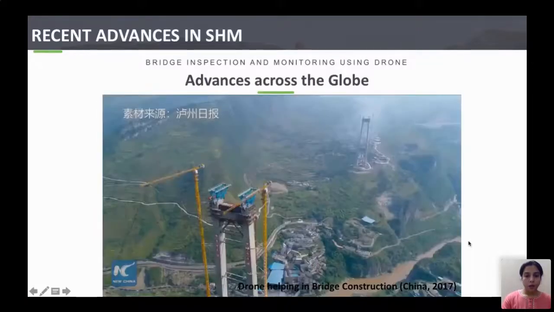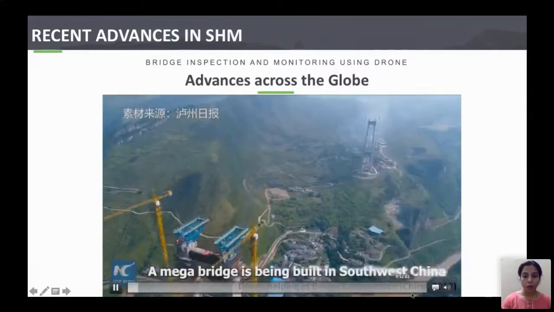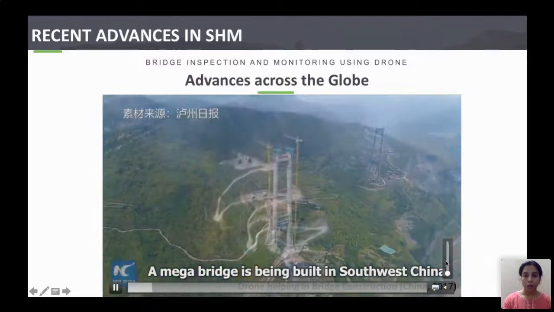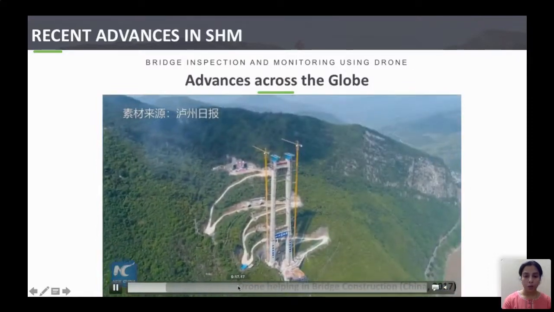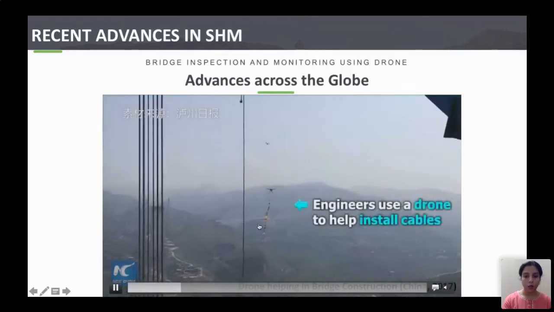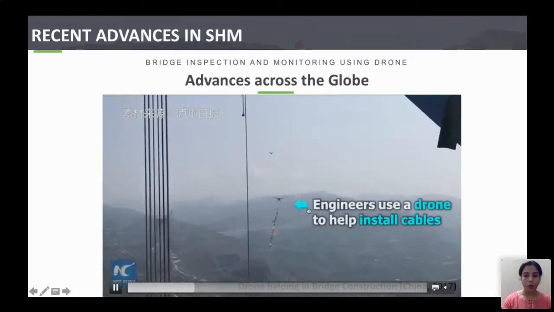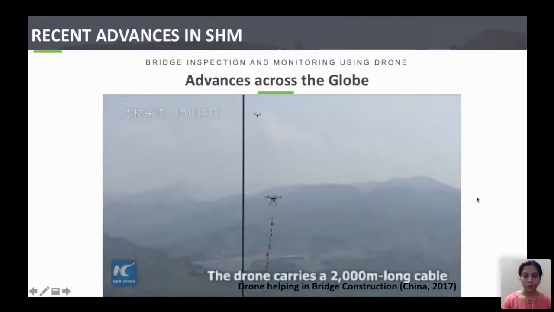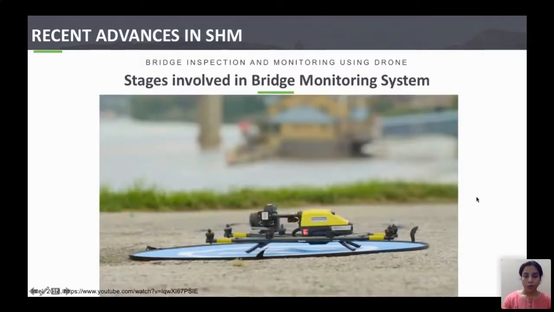Okay. So this is the bridge in China, where they have transported a 2 kilometer long cable for the bridge. So here you can see the drone is carrying a 2 kilometer long cable of the bridge. So I'll skip close to this.